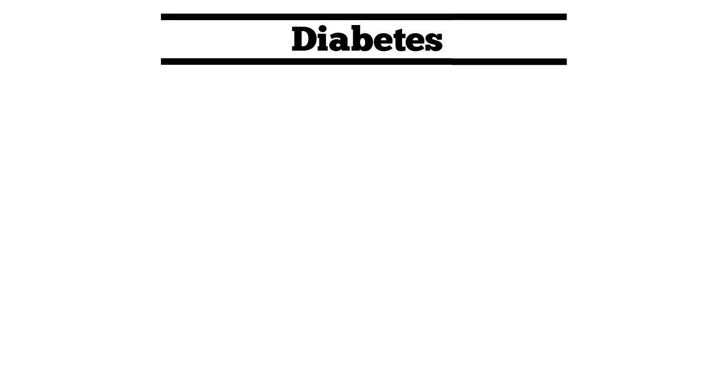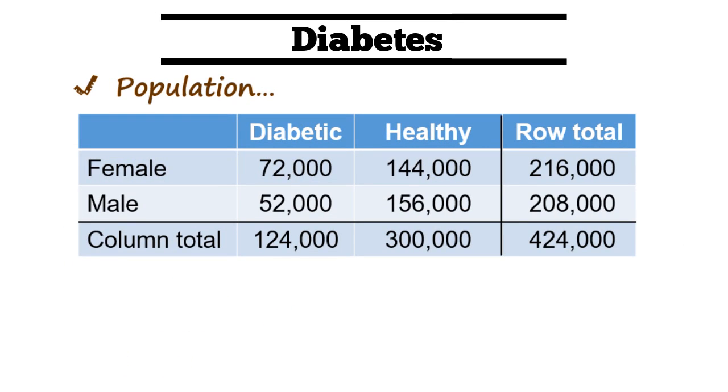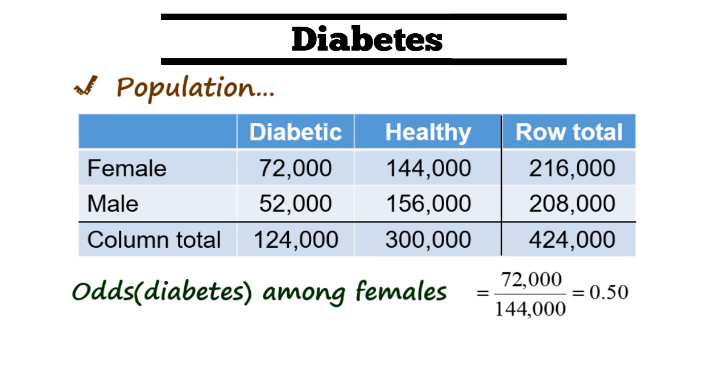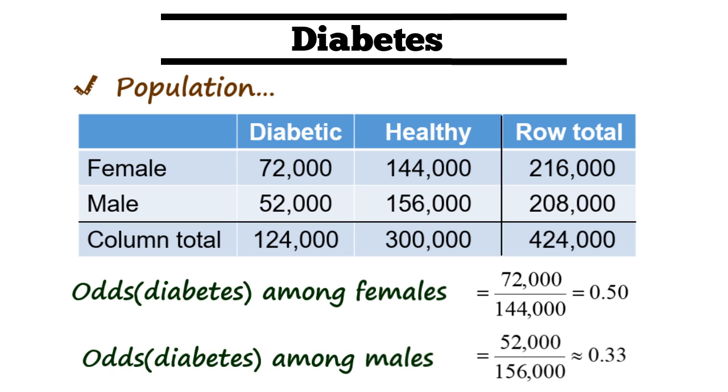Let us apply the concept of odds on the diabetes population introduced in the previous chapter. The odds of diabetes among females is 72,000 divided by 144,000, and that is 0.50. Similarly, the odds of diabetes among males is 52,000 divided by 156,000, and that is approximately 0.33. Thus, males have lower odds than females.